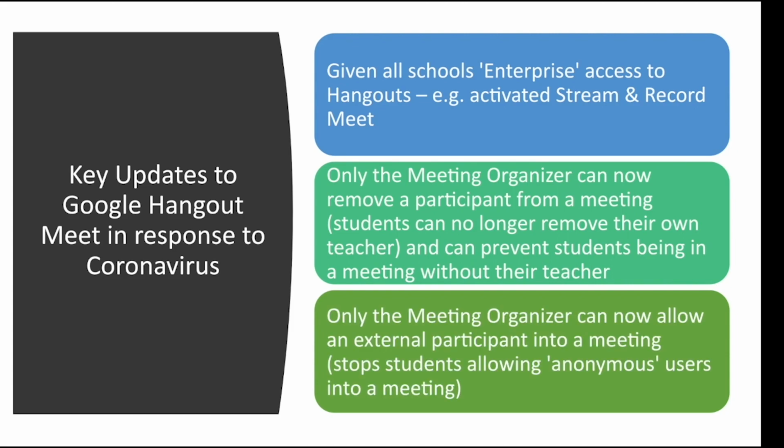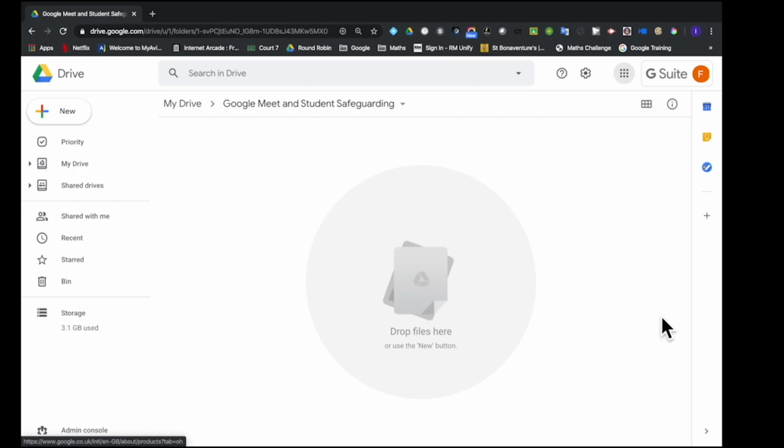And the last thing is that they've made a change so that only the meeting organizer can allow an external participant into a meeting. In other words, if you don't have a school domain Google account and you try and go to a meeting with the correct URL, the only person that can allow you into that meeting is the teacher. Whereas before, anybody in the meeting could add that person, which was causing some disruption in some schools. So what I'd like to do now is demonstrate the most effective way to use Meet to support student safeguarding.